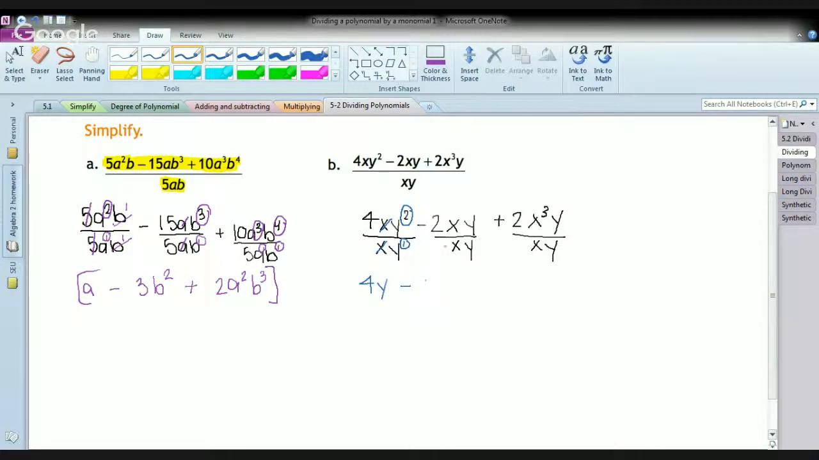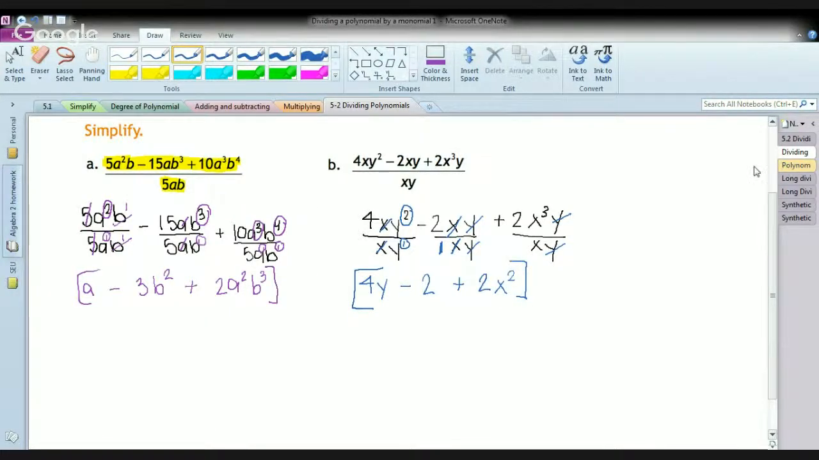Minus, well, 2 divided by 1, because there's an imaginary 1 under this, is just 2. X is going to cancel, y is going to cancel, so we're just left with 2. Plus 2, 3 minus 1 is going to give me x to the second power, and my y's will cancel. So that's my final answer.